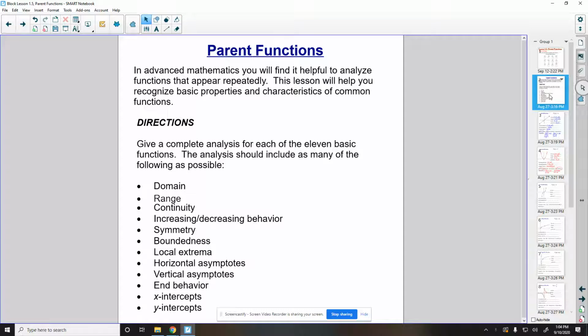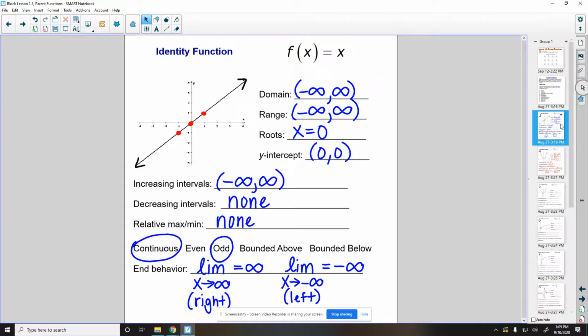For the in-class students, we're going to start with analyzing each parent function in small groups, and you're going to practice the skills that you have been learning, like domain and range, increasing, decreasing, that kind of stuff, but applying it to parent functions. That's part one. So I'll show you what the students in class are going to be doing. You don't necessarily need to fill out all this information because there's only a certain part of it that's super important for us, and I'll explain that in a minute.